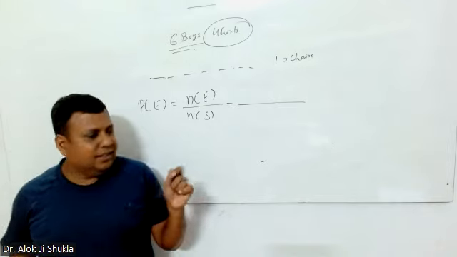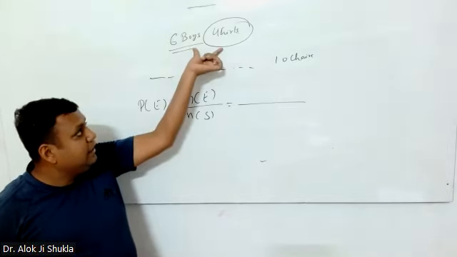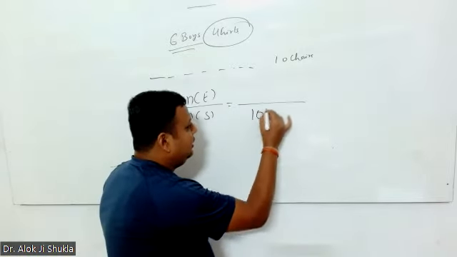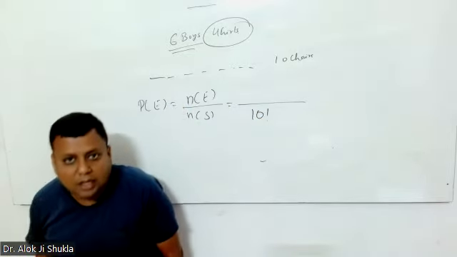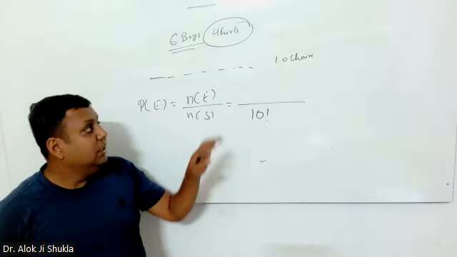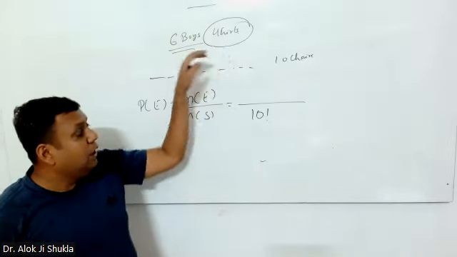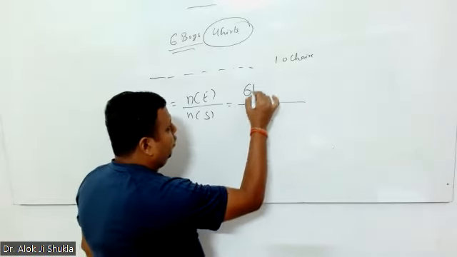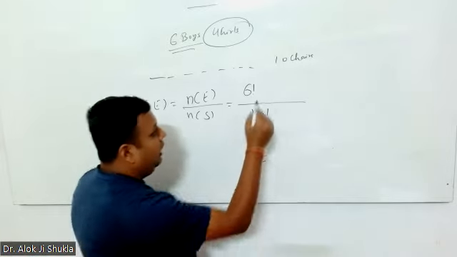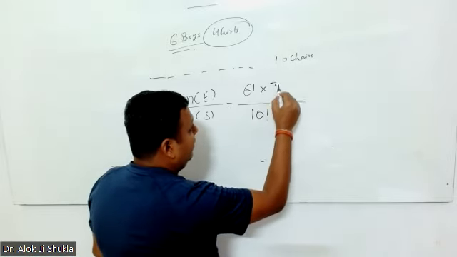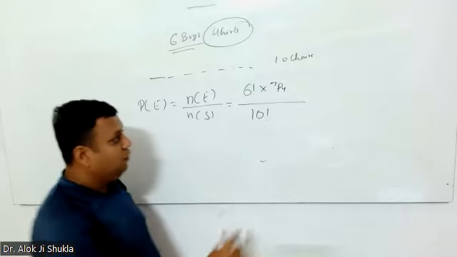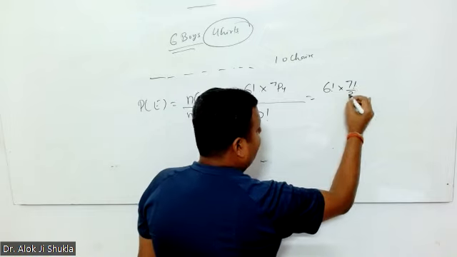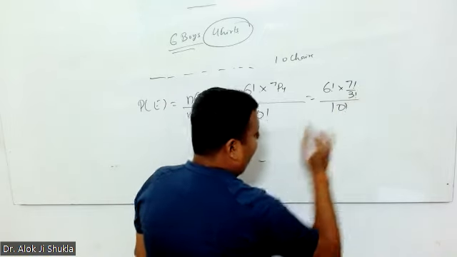In how many ways can I make these 10 students sit on these 10 chairs? The answer is 10 factorial. And in how many ways will these 4 girls not be together? The answer to this question is: 6 boys can arrange in 6 factorial ways and the girls will be arranged in 7P4 ways, which is 6 factorial into 7 factorial by 3 factorial, whole upon 10 factorial.